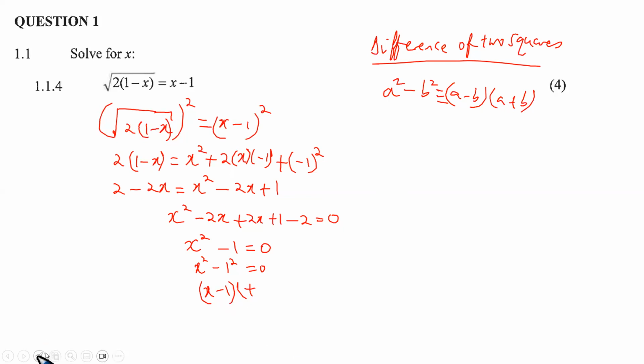So you'll have the positive here. Okay, so you'd have exactly that. So you'd have exactly x plus 1. Right, you'd have x plus 1 equals 0. So you have x equals 1 or x equals minus 1.